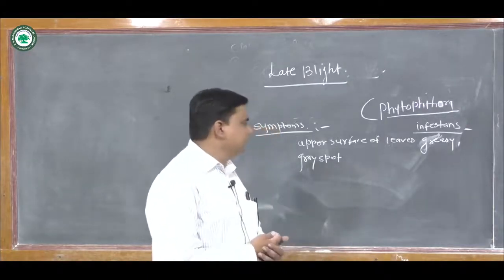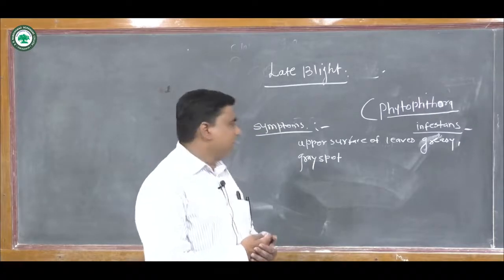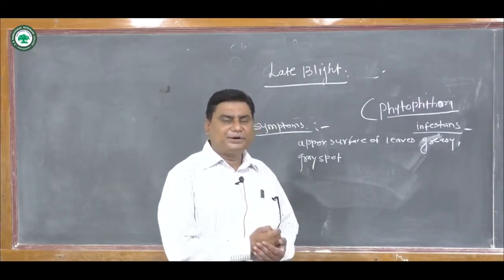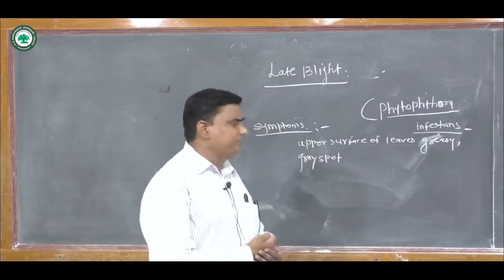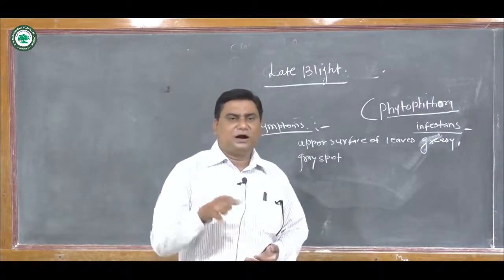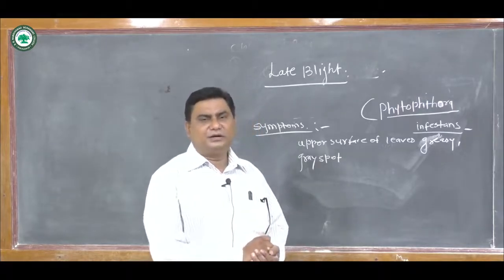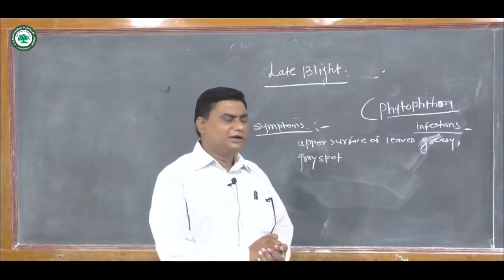In the case of leaves, the gray spot is there, and a greasy appearance of the leaves. In the case of the petiole and stem, the infection is seen on the petiole and stems, and ultimately it wilts and dies.